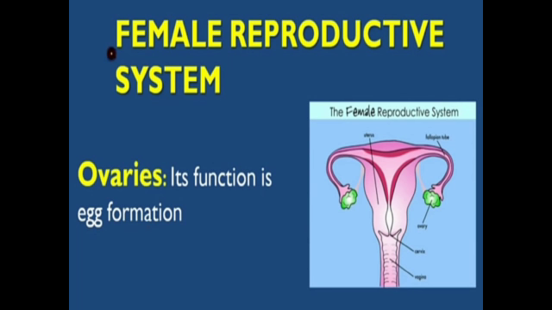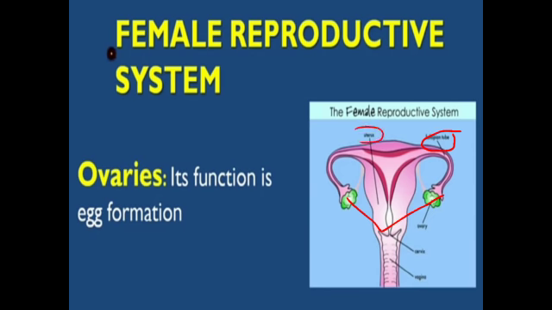The female reproductive system consists of a pair of ovaries. These two green colored parts are known as the pair of ovaries. Then it consists of the oviduct. This is the oviduct. Here fallopian tube is written; oviducts are also known as fallopian tubes. Then comes the uterus.